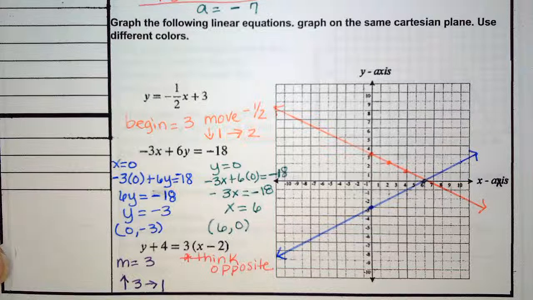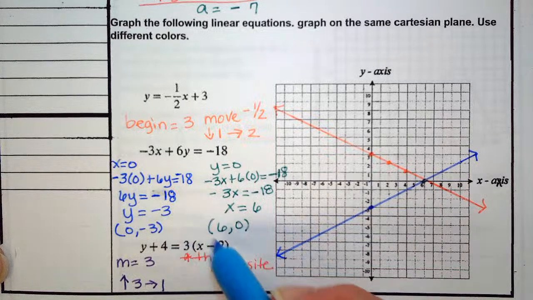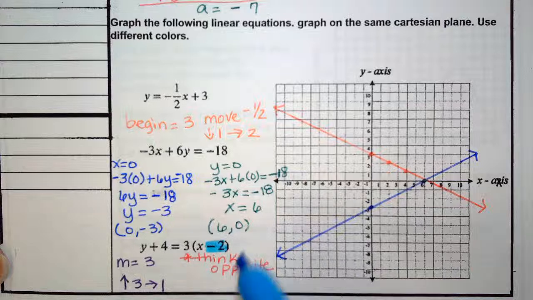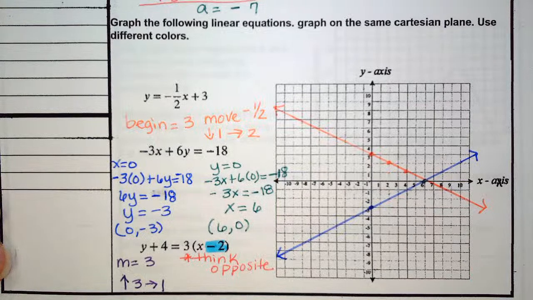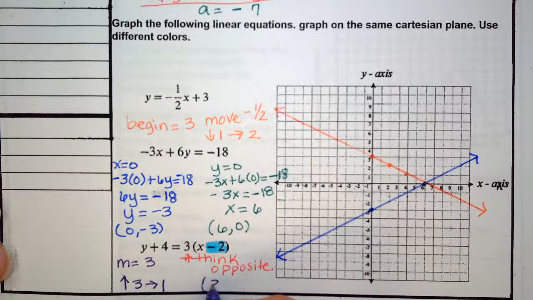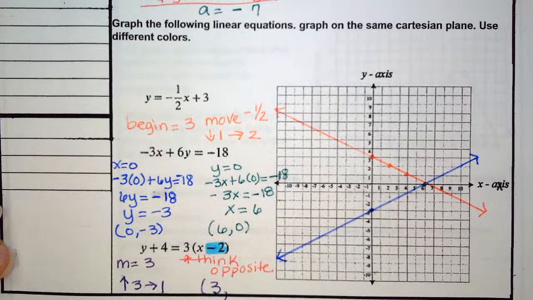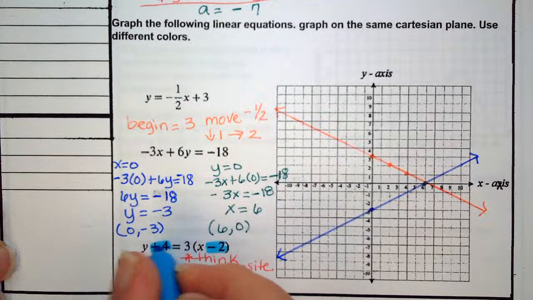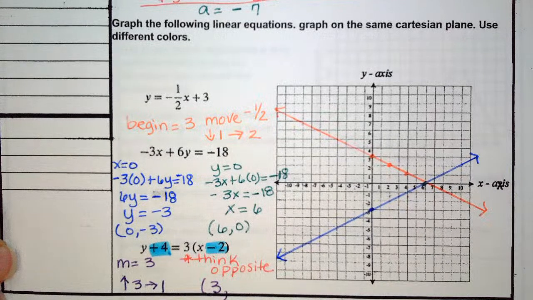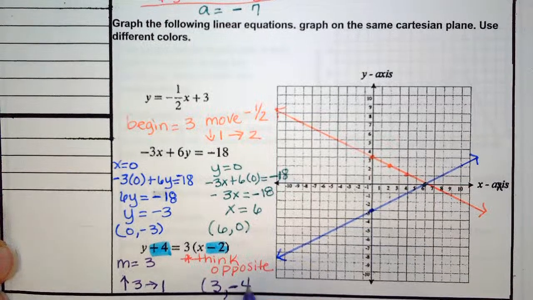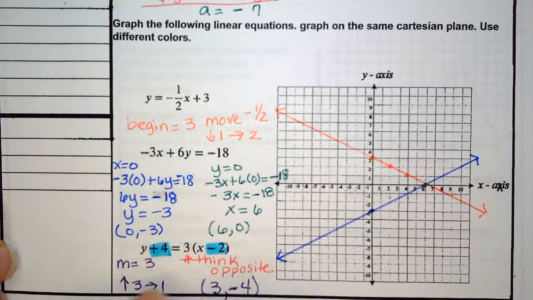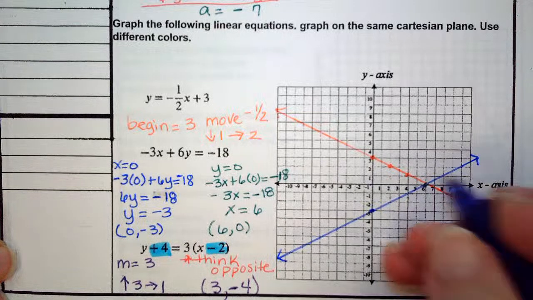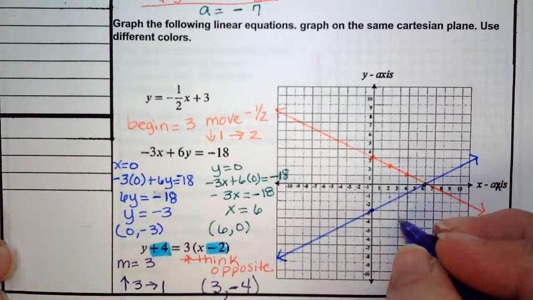So as I'm looking at it, with my x value, I've got negative 3. The opposite of negative 3 is positive 3. With my y value, I've got positive 4. The opposite of positive 4 is negative 4. There's where I begin. This is how I move. 3, negative 4.